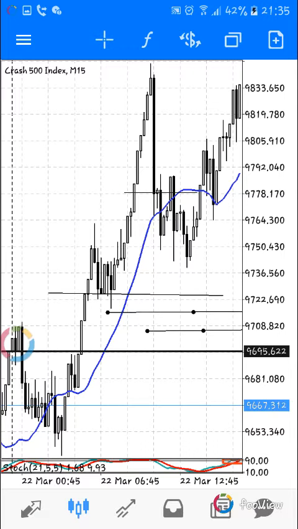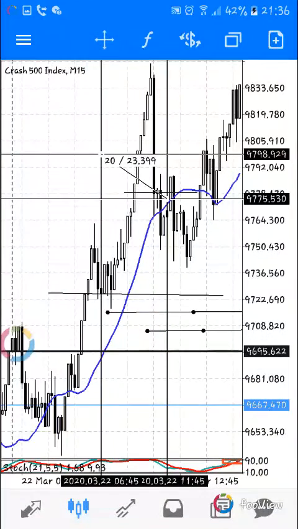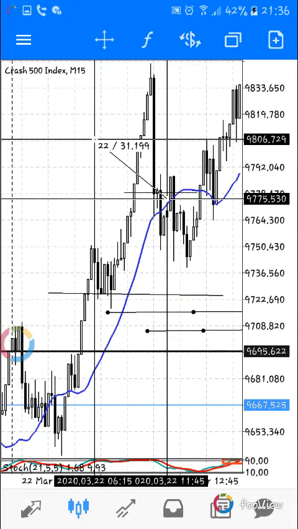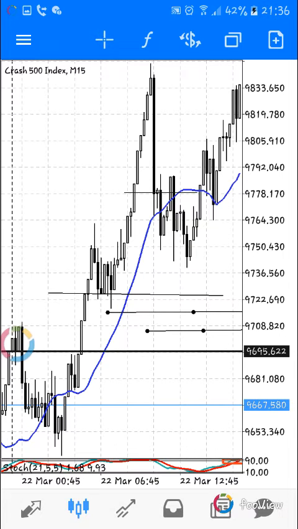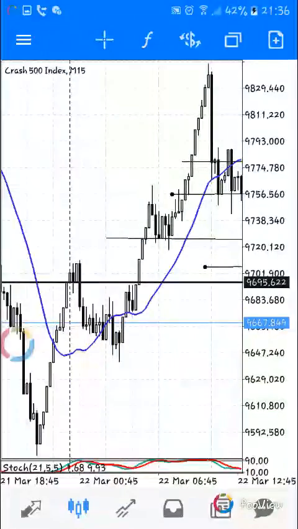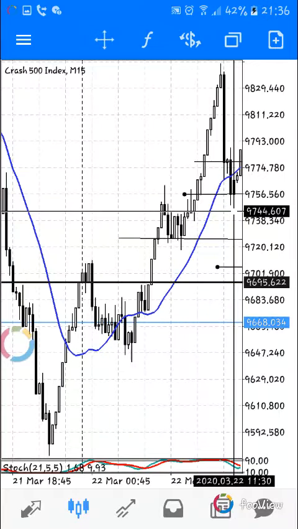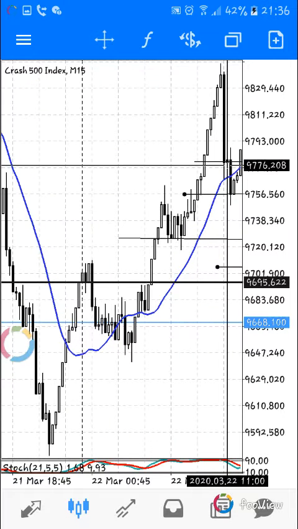It did crash, so it came back up. I entered here with a maybe 30 pip stop. Our stop was never threatened, then it crashed again. So as it crashed again, now you can mark this level here as your current order flow. Are you getting it? This is your current level of order flow. As it starts to go up, you mark here, that is your current level of order flow, and here.